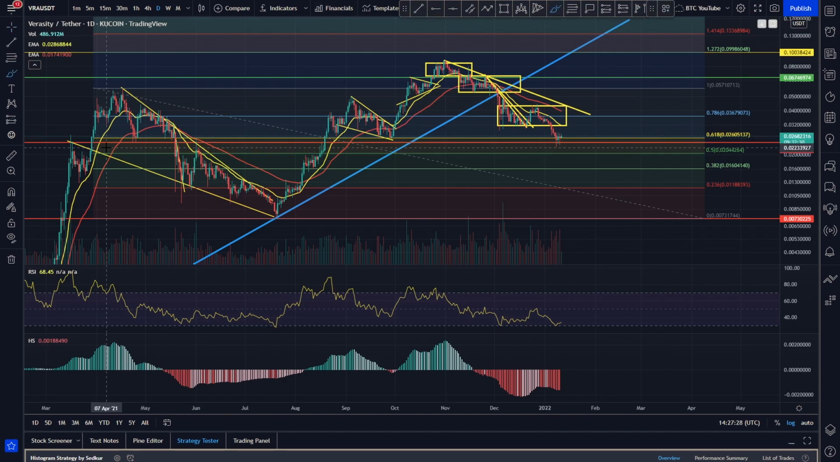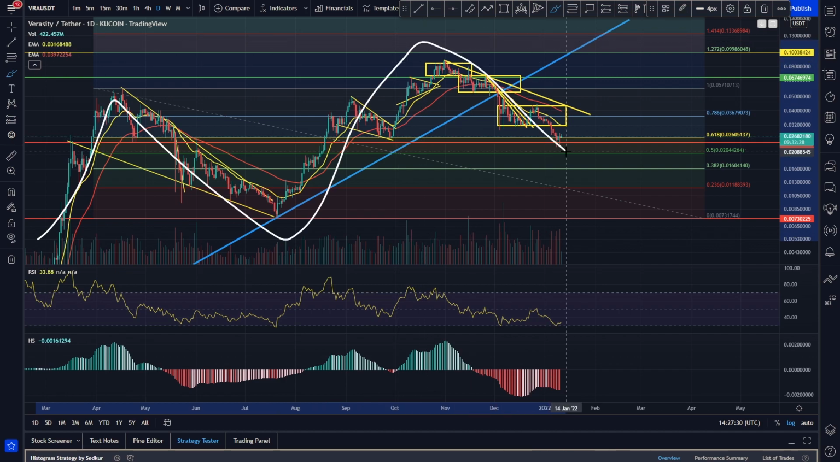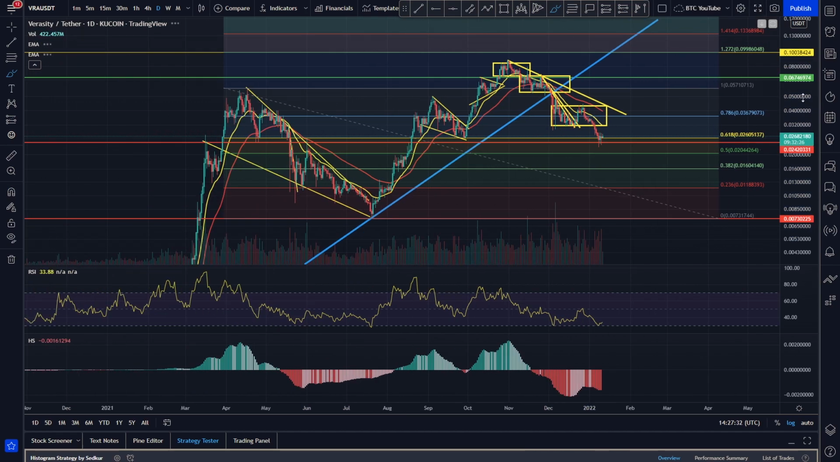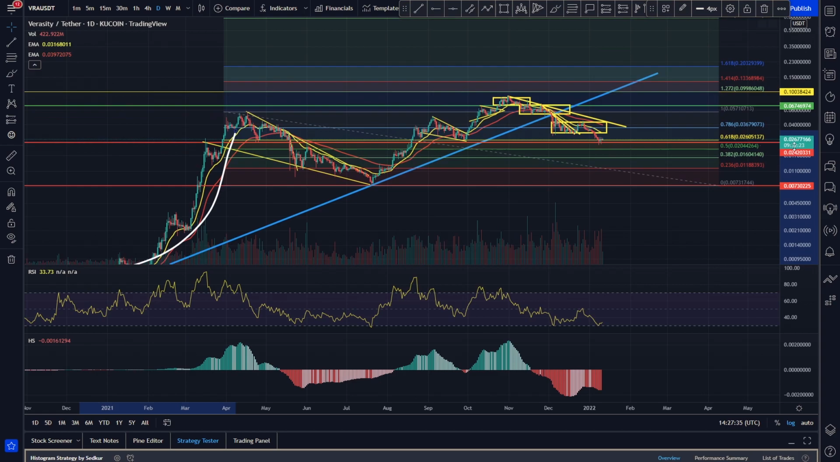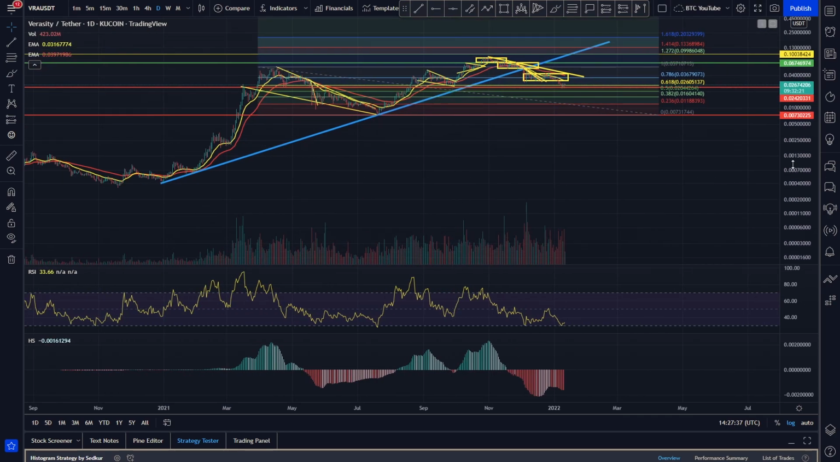So just taking a look at Verasity here, and as we can see, things still looking good on a macro timescale. You can see obviously we're making higher highs and higher lows here, still a nice uptrend in our opinion. Obviously, we had the huge parabolic move at the start of the bull run. Let me just make sure you can see this properly.